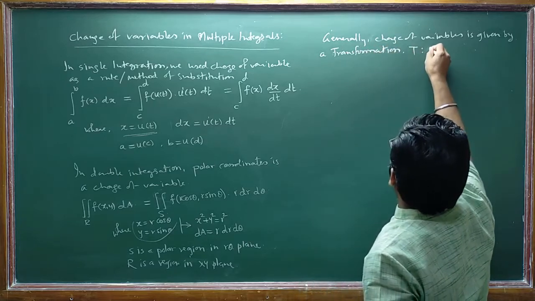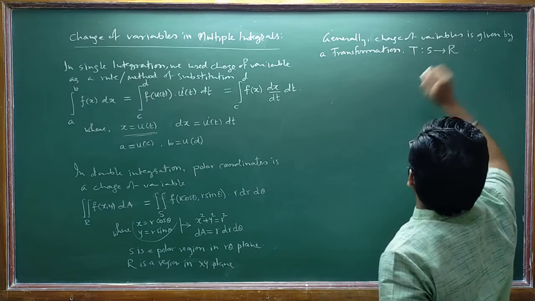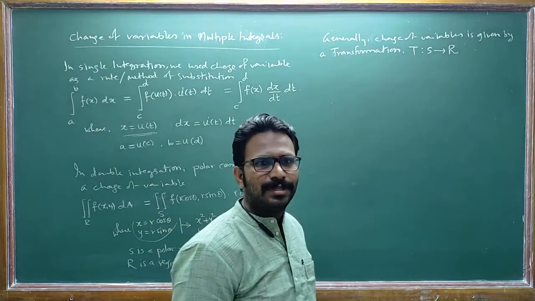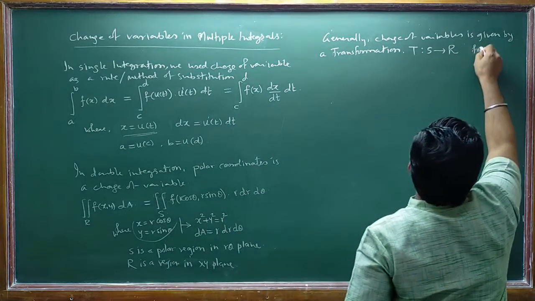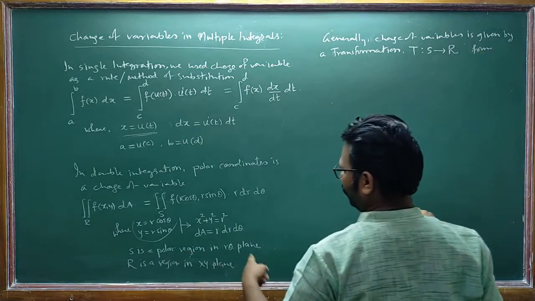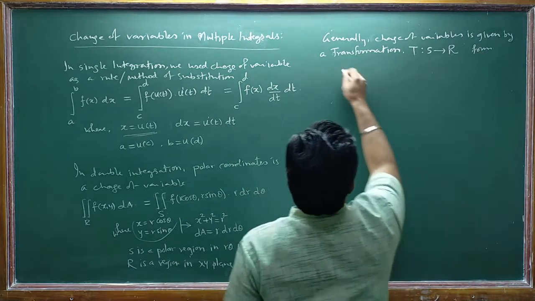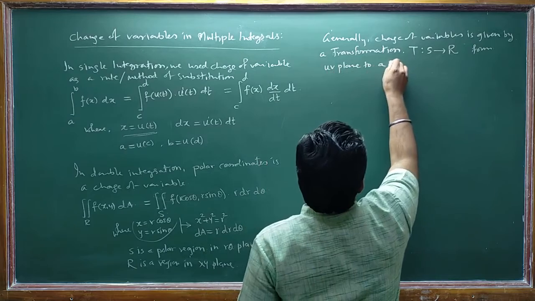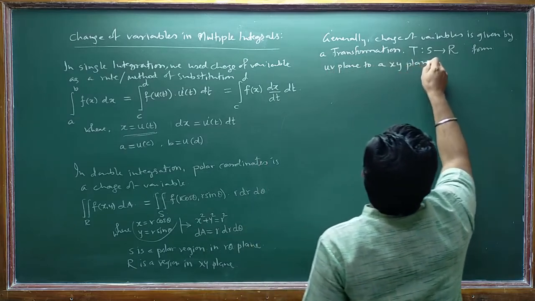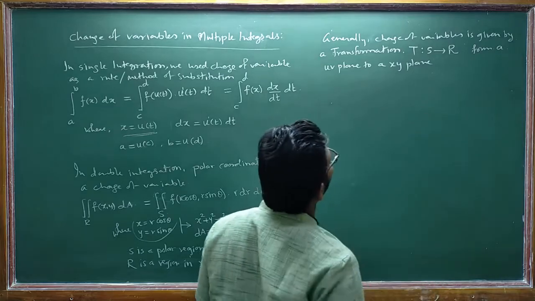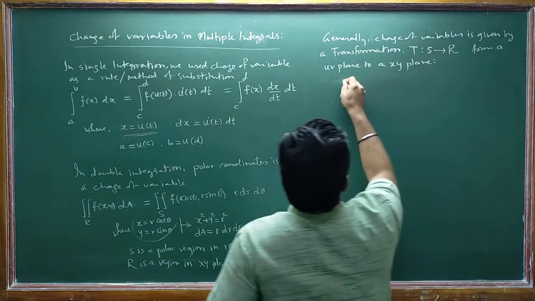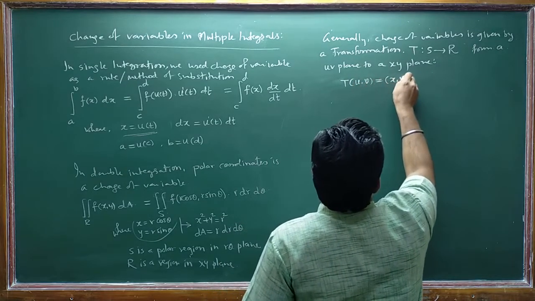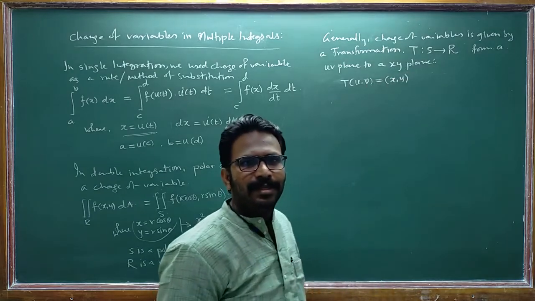A transformation T from some set S to some set R, where this S is a region in the r theta plane or the uv plane, from the uv plane to the xy plane. Okay, uv plane to the xy plane, given by T of (u, v) is (x, y).